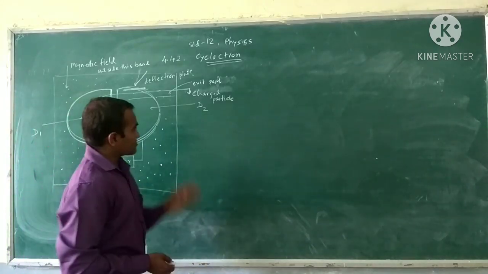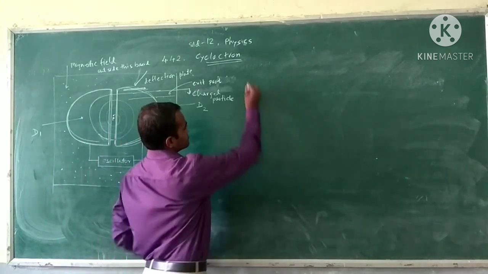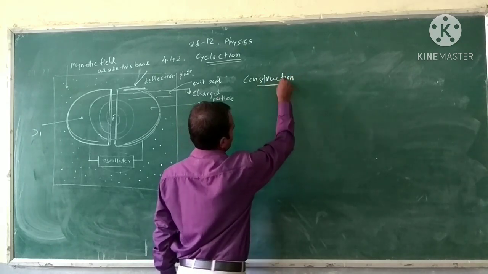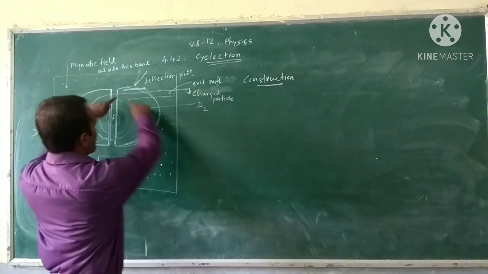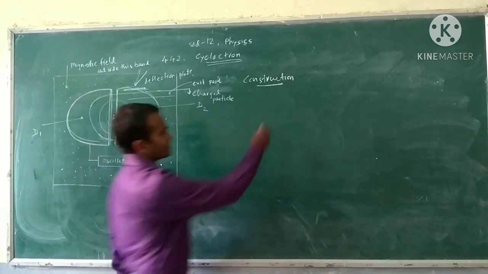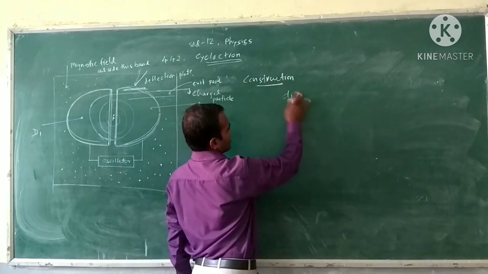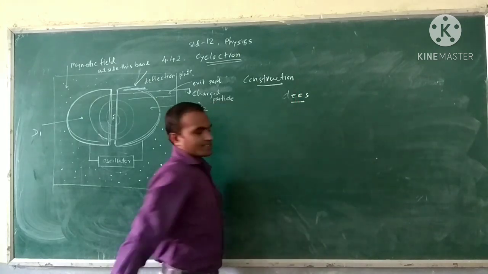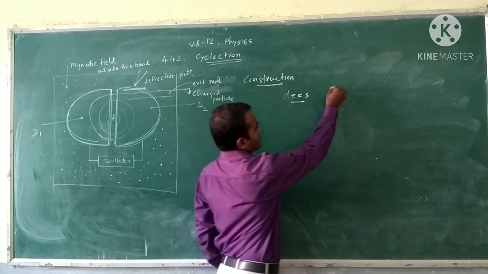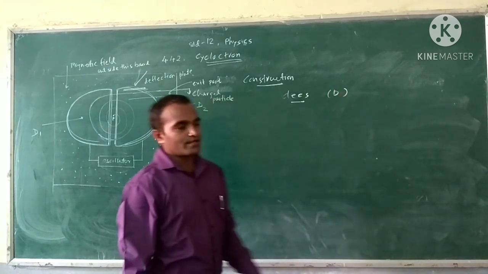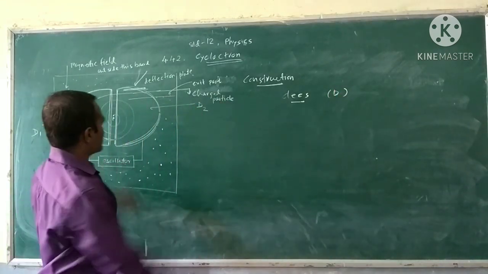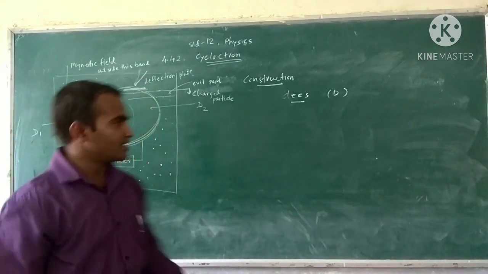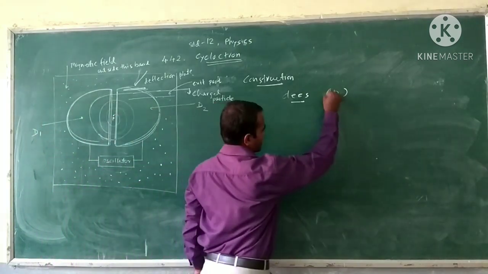Before that, in construction, it is made up of two hollow cylindrical discs. Why are the two hollow cylinders called discs here? Because the shape of the cylinder is in the form of the alphabet D.